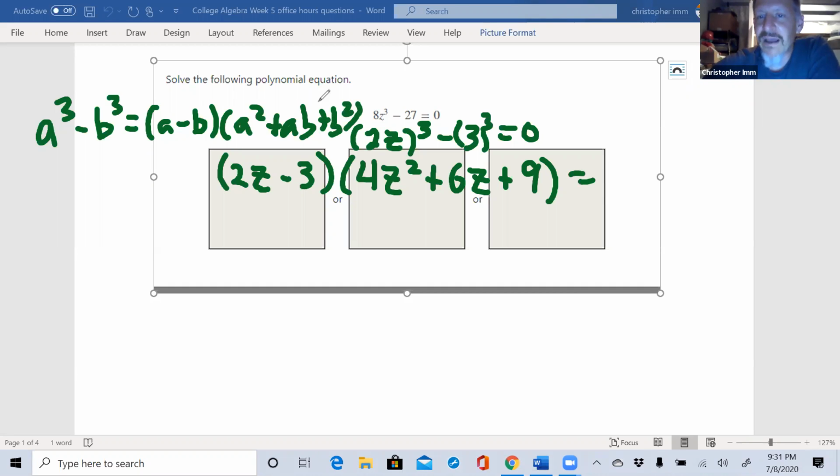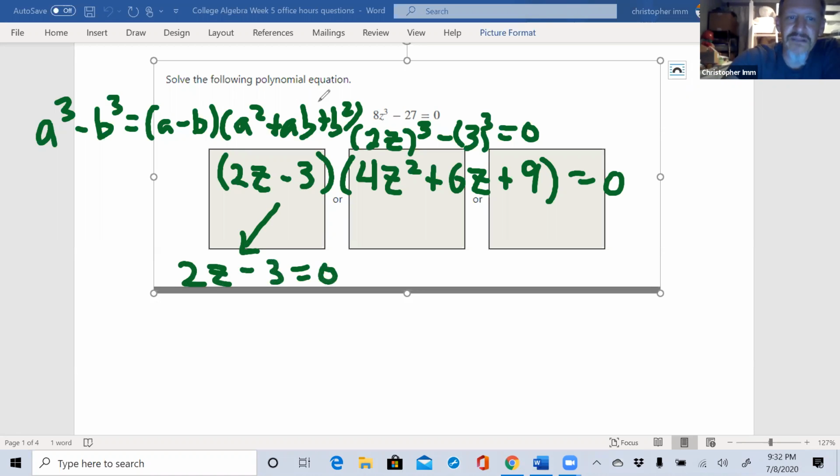So I factored this out, and when I factor things out, I can set each factor equal to 0. What we're going to find in this section is you don't always have to go down to linear factors. Once you get a quadratic, you can just use the quadratic formula. We already know that, right? So if I set 2z minus 3 equal to 0, then 2z is equal, or z is equal to 3 halves. So that's going to be one of my zeros.